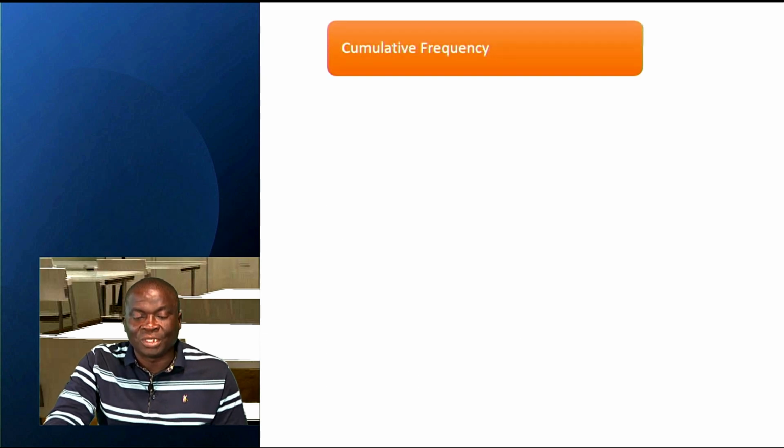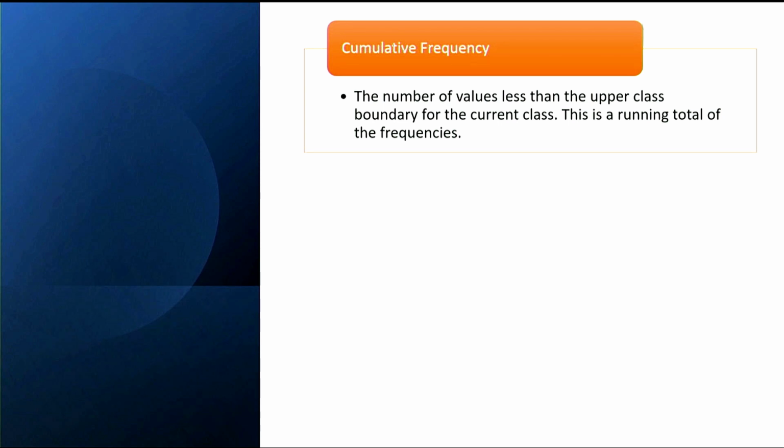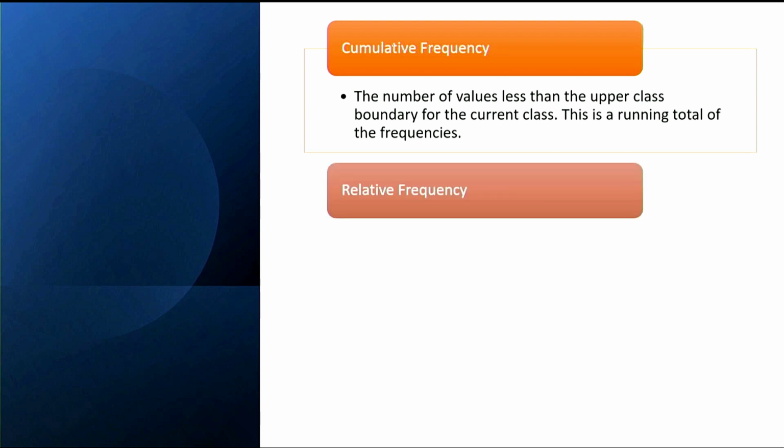Cumulative frequency: the number of values less than the upper class boundary for the current class. This is a running total of the frequency. We shall demonstrate this.